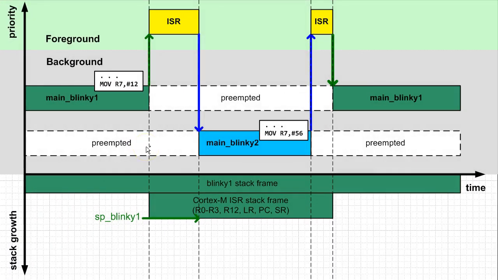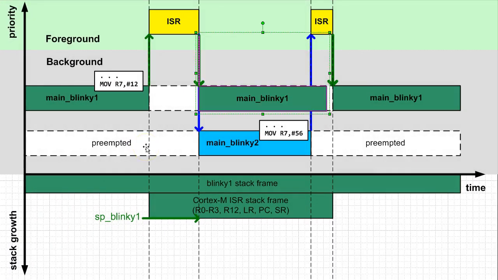This works for interrupt service routines, ISRs, because an ISR must necessarily run to completion before returning to the preempted code. For example, suppose that Blinky1 thread code uses the R7 register, which, as you can see, is not saved in the Cortex-M ISR stack frame. The ISR might be also using R7, but it must save it and restore before returning. This works just fine, but only when the ISR is the only code executed while a thread is preempted.